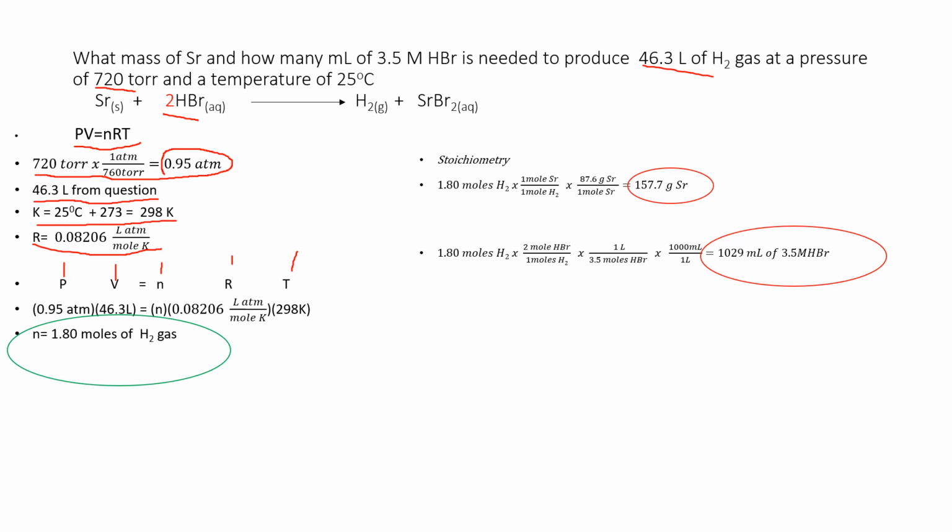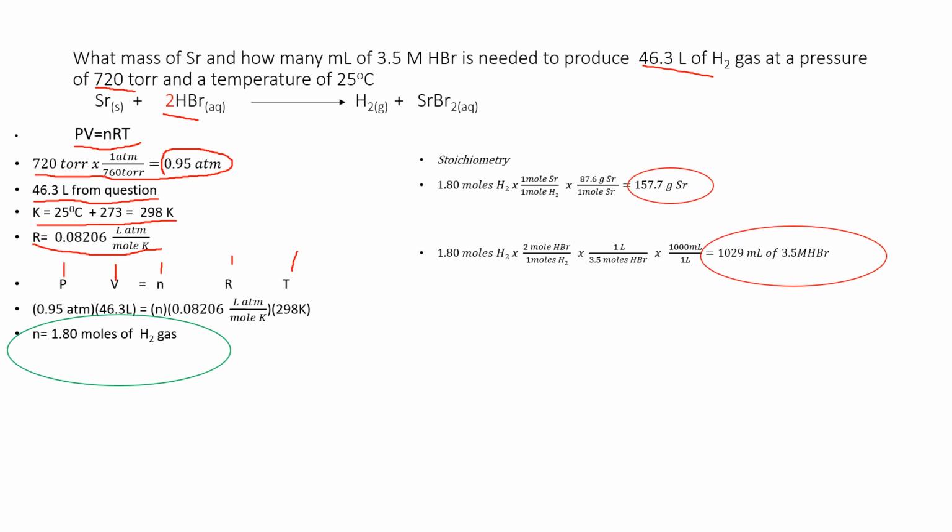Well, that doesn't fully answer the question. That's how many moles of the H2 gas got produced. What we want to know is how much starting material did we need? How much of the strontium and how much of the HBr did we need in order to achieve that? Well, at this point, it's really back to just flat out stoichiometry. We've handled all the gas parts to this. We just need to now go and deal with the stoichiometry parts.